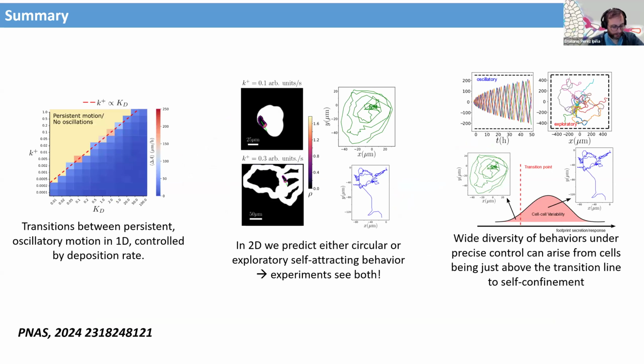So with that, that concludes the first part of the talk. I showed you that we can build a model where cells secrete and interact with the footprint, and that interaction can produce oscillation, but it can also produce persistent motion, and we can control that motility behavior by just changing how fast the cells secrete the footprint. In 2D, we observed expanded circular and exploratory behavior, and we were able to observe those types of motility behaviors in experiment. Our model also suggests that real cells should be slightly above the transition.